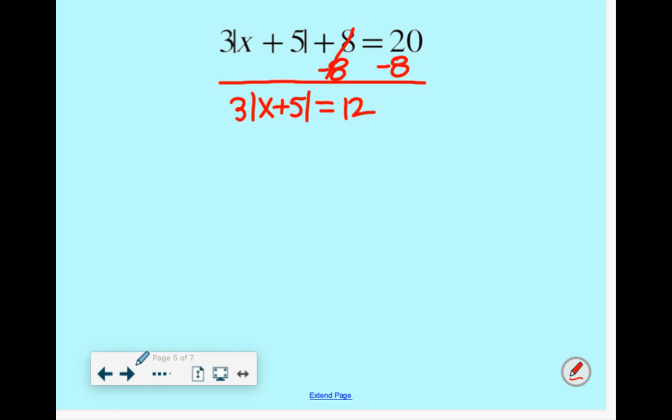20 minus 8 is 12. Then I can divide by that 3 to get rid of it. And I haven't split it up yet because I didn't have the absolute value by itself. 12 divided by 3 is 4. These two crossed out. Now my absolute value is by itself, so all I have to do is say that x plus 5 is either 4 or negative 4.